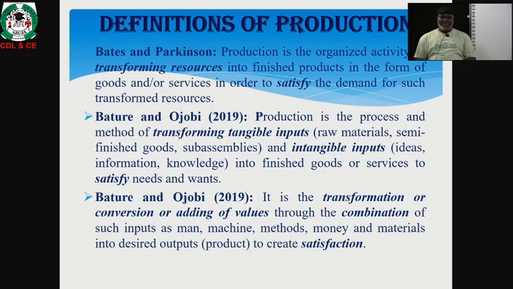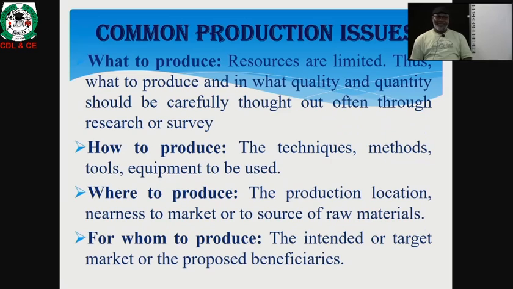And so, in essence, what we're trying to say is that production is the process and method of transforming tangible and intangible inputs into finished goods or services to satisfy needs and wants. The key word there is satisfy. That is, the transformation or conversion is done with the intention to create satisfaction.